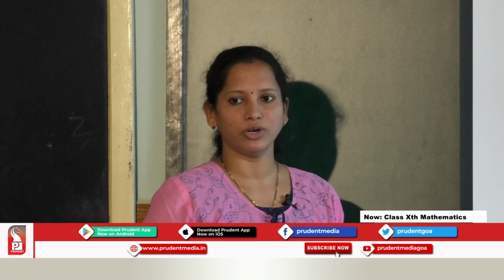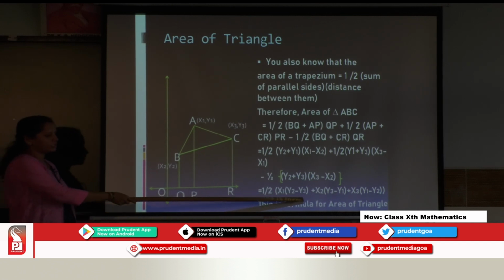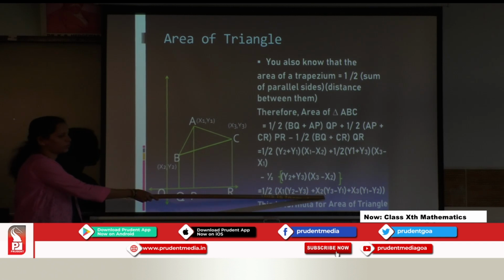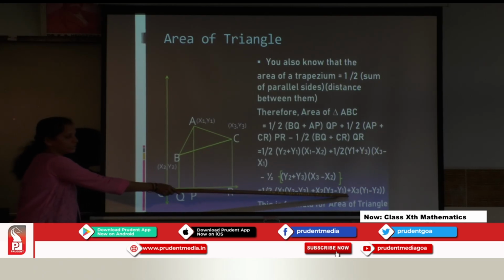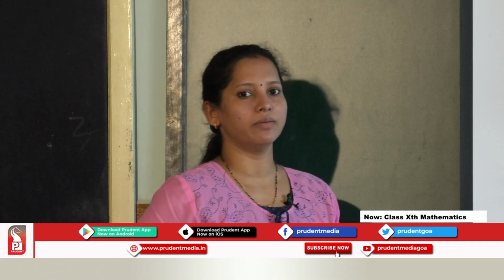This is the formula for the area of a triangle. So this is that formula: half into x1 (y2 minus y3) plus x2 (y3 minus y1) plus x3 (y1 minus y2). This is the formula for the area of the triangle. Let us solve one example.